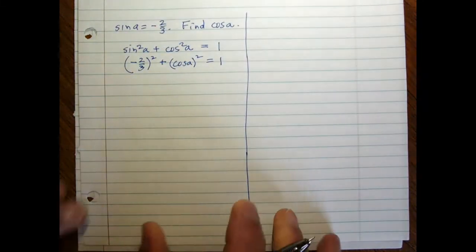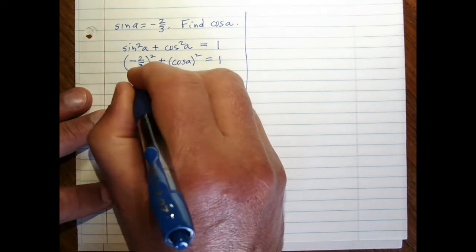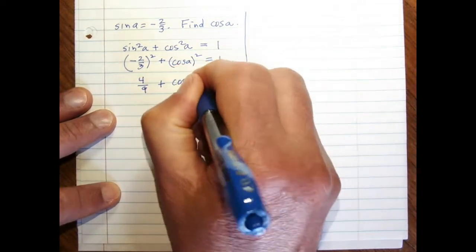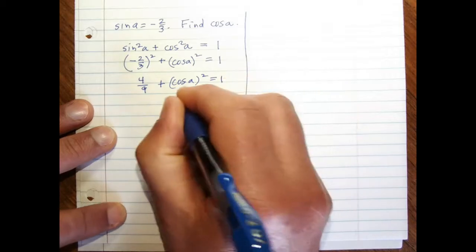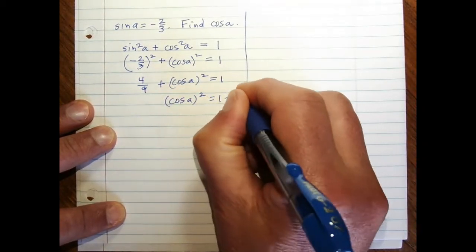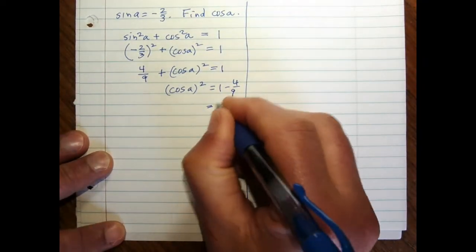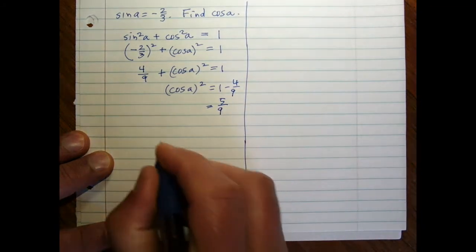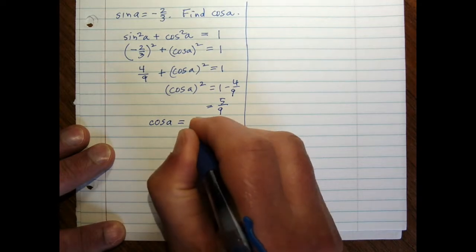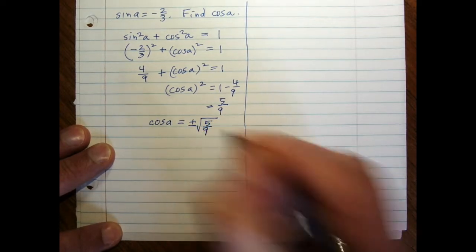So I'm going to use this identity now to solve for cosine of A. Negative 2/3 squared is positive 4/9, plus cosine A squared is 1. So cosine A squared is 1 minus 4/9. That's going to be 5/9. And now I can take square roots. Cosine A is going to be plus or minus the square root of 5/9.